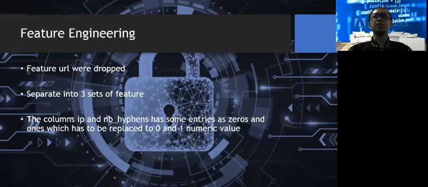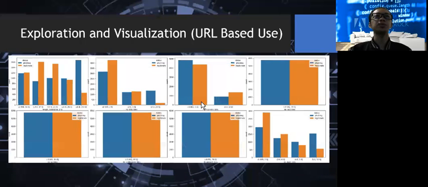Feature engineering. The URL feature was spread into 3 sets of features. Basically, the data contain 3 sets of features to determine whether a site is legitimate. They are URL-based features, F0 till F56; content-based features, F57 until F80; and external-based features, F81 until F87. The columns IP and nb hyphen have some entries as zeros and ones, which have to be replaced with 0 and 1 numeric values.